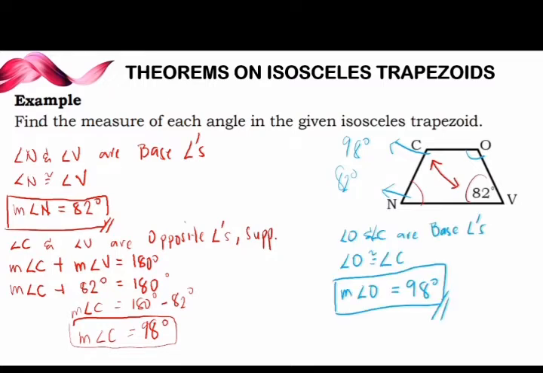Now, let's proceed to the next theorem. The diagonals of an isosceles trapezoid are congruent. Meaning to say, class, the two diagonals have the same length. The diagonal AC and the diagonal BD, they are congruent. Okay? Diagonal AC and then the diagonal BD or DB are congruent. So they have the same measure.